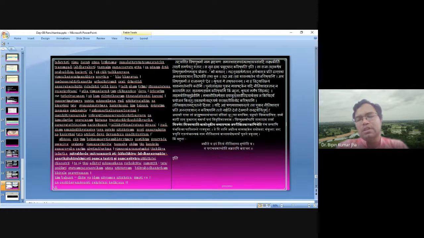Panchatantra means the text where five divisions remain. Those are मित्रभेद, मित्र संप्राप्ति, काकोलुकीय, लब्ध प्रणास, and अपरीक्षित कारक. There are five tantra, and he taught those sons all the five parts of this text.